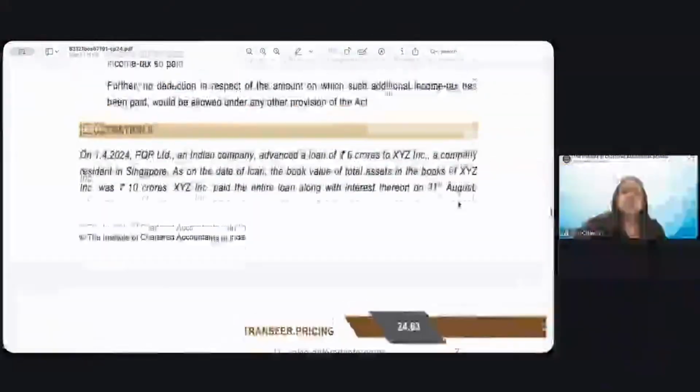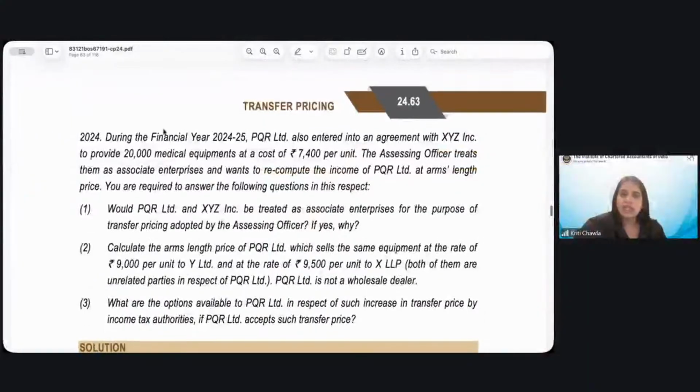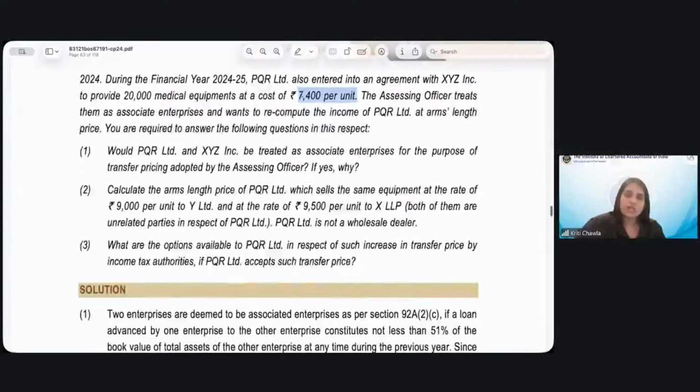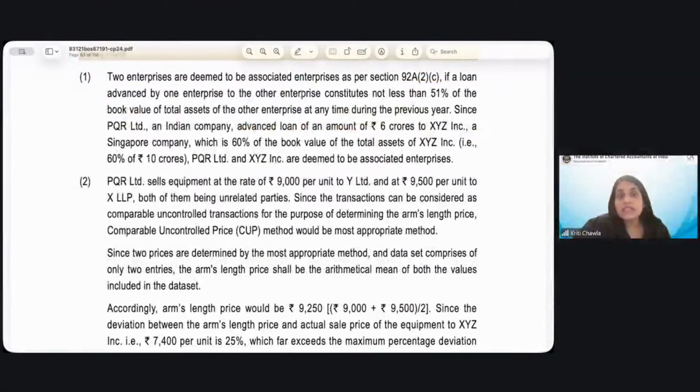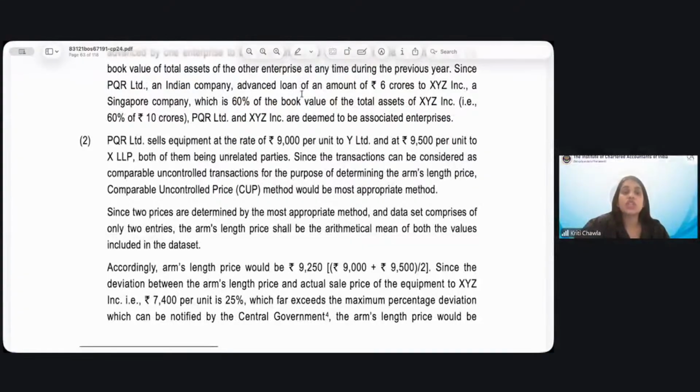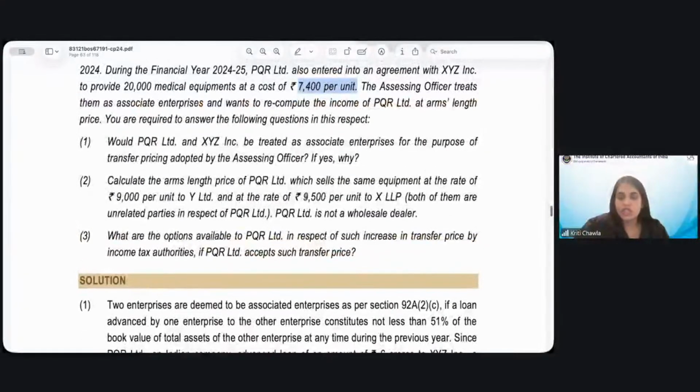Now, the question says that the cost of providing medical equipments is 7,400 per unit. So the related party transaction price is 7,400 per unit. Let's see which is the CUP price. Well, this is the information that you have to use for the purposes of the CUP price. This information will tell you that the CUP method will be applicable for calculating the arm's length price.